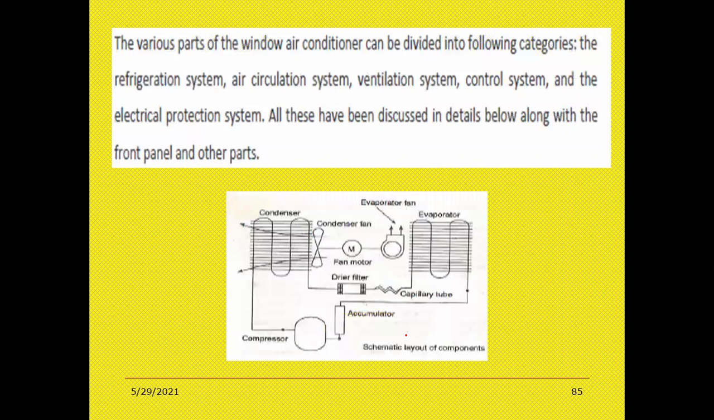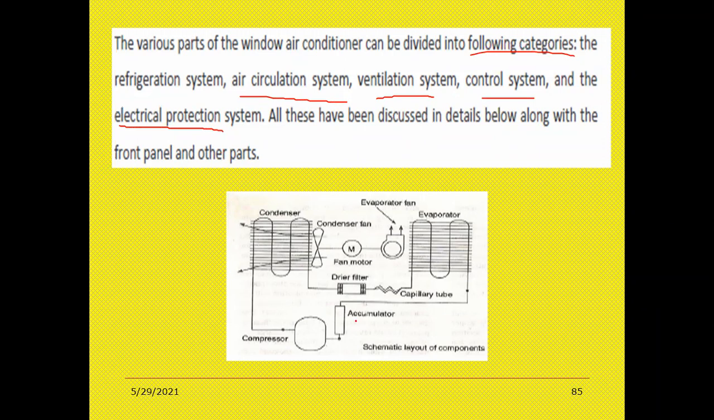The various parts of window air conditioners can be divided into the following categories. The parts of the indoor air conditioning system can be divided into various categories. The first one is the refrigeration system, then the air circulation and ventilation system, the control system, and the electric appliance protection system. All these things are discussed below along with the front panel and other parts.